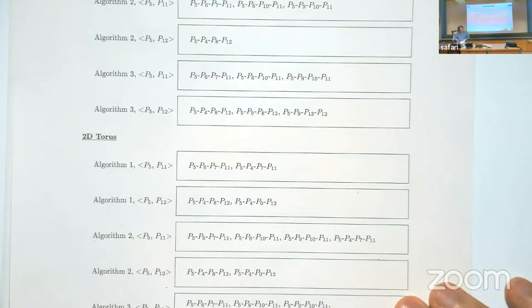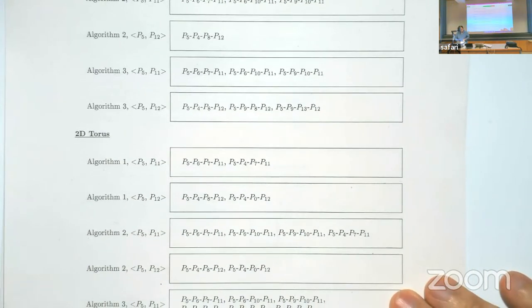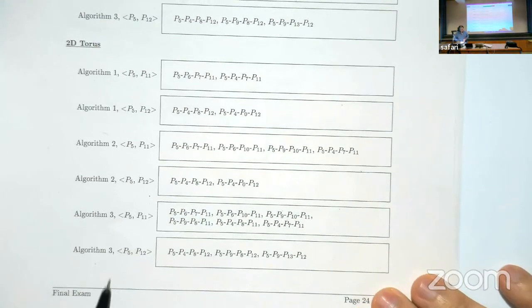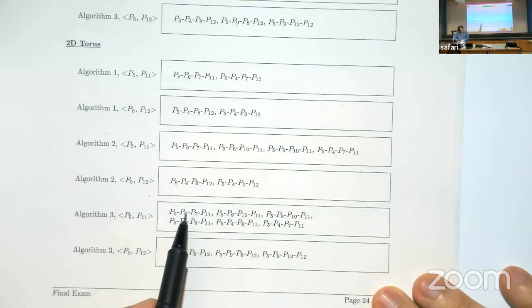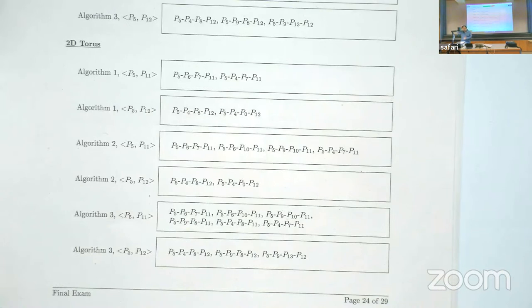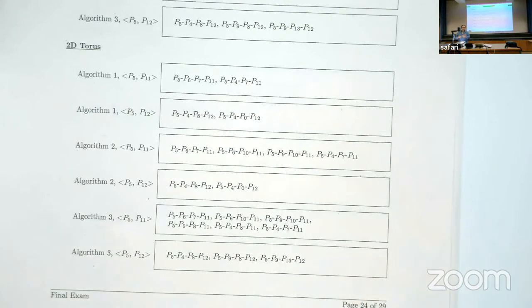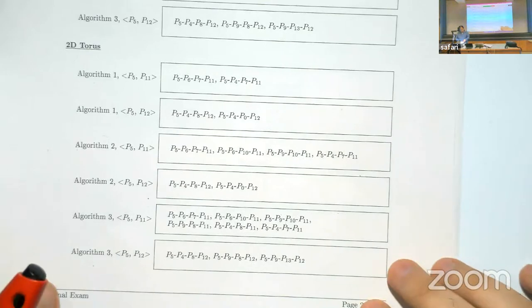The hardest part for this 2D torus, if I remember correctly, was this P5 to P11, where we have 6 different paths. I remember that many students just wrote 2 or 3 or 4 paths, so they couldn't be comprehensive enough for this one. Okay.